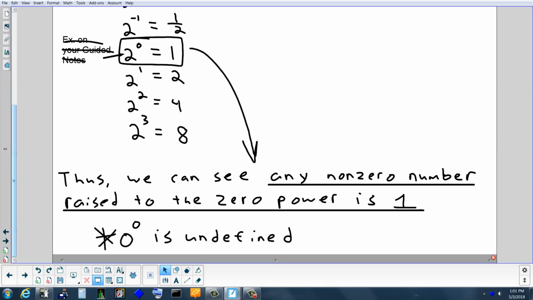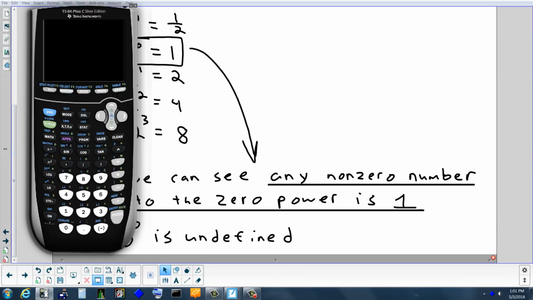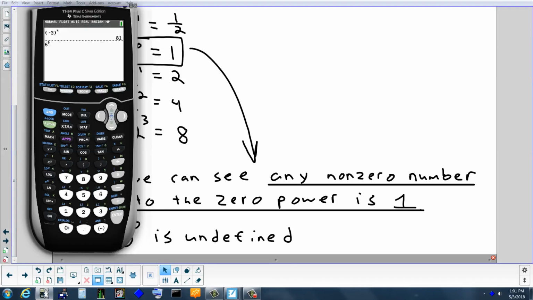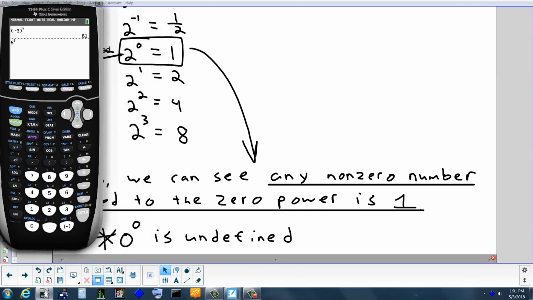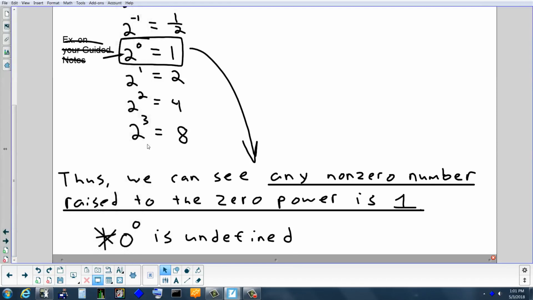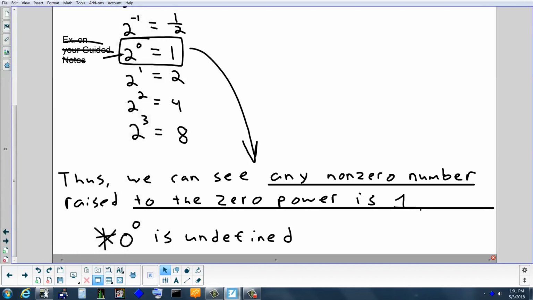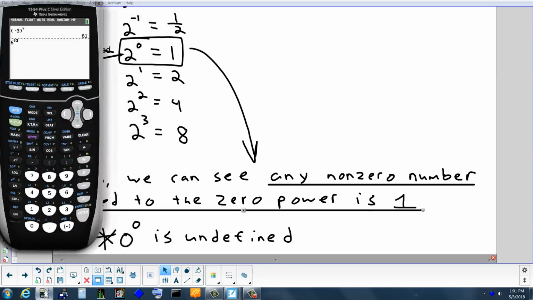Right? So if I use my calculator and I type in 6 to the 0, what am I going to get? What's 6 to the 0? It's 1. Any number raised to the 0 power is 1. So what's 6 to the 0? 1. What's 9 to the 0? 1. How about negative 8 raised to the 0? 1. Whoops, I typed it wrong. Negative 8. Remember, if you put a negative number, you always got to put it in parentheses.